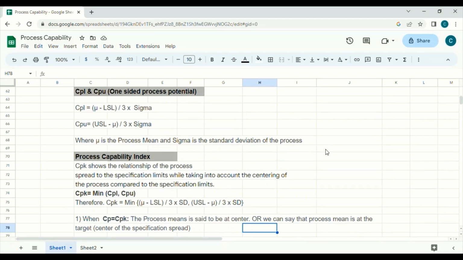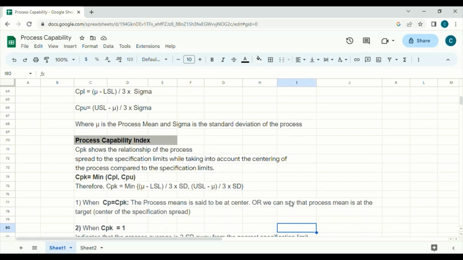Process capability index, which is denoted as Cpk, shows the relationship of the process spread to the specification limits while taking into account the centering of the process compared to the specification limits. Cpk value is the minimum of CPL or CPU value. Therefore, Cpk is the minimum of the CPL value and the CPU value.